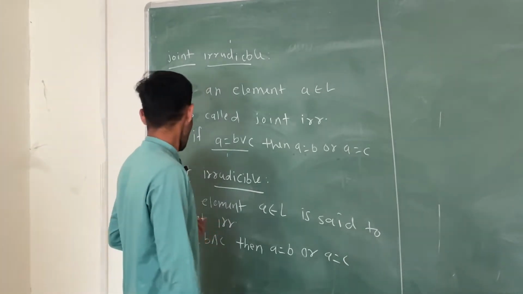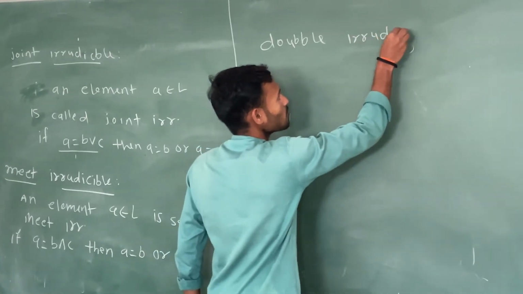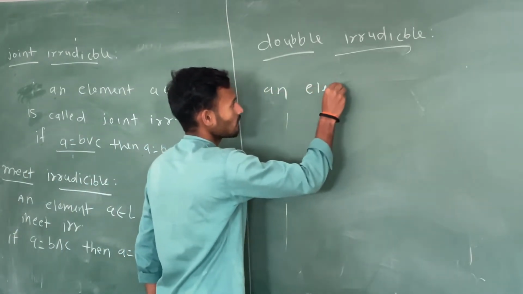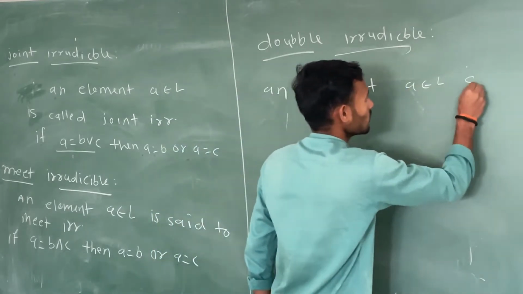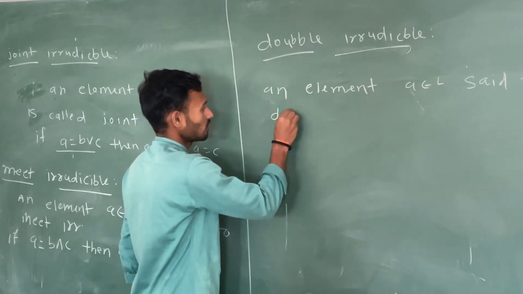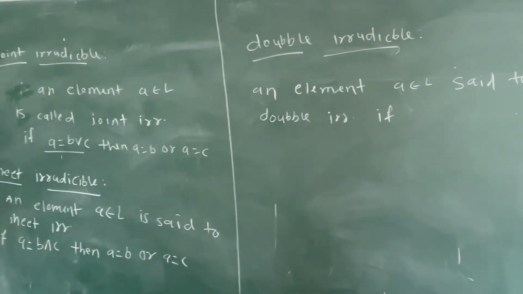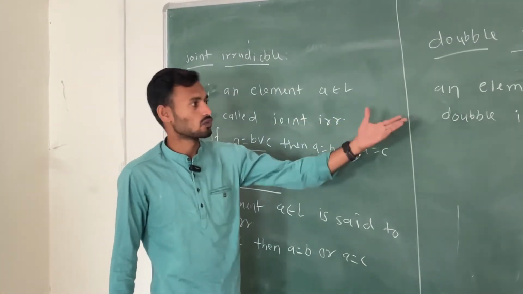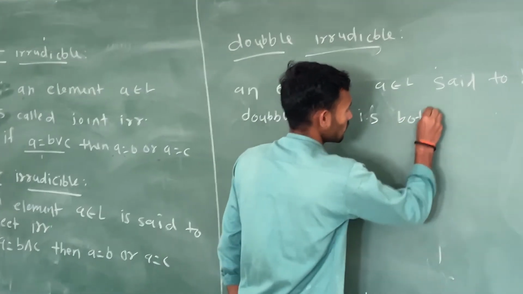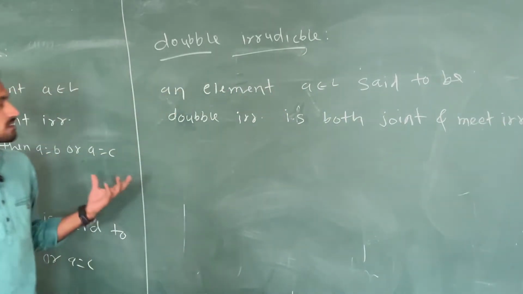And another definition is double irreducible. An element A belonging to L is said to be double irreducible if it is both join and meet irreducible. Okay, so these are the definitions.